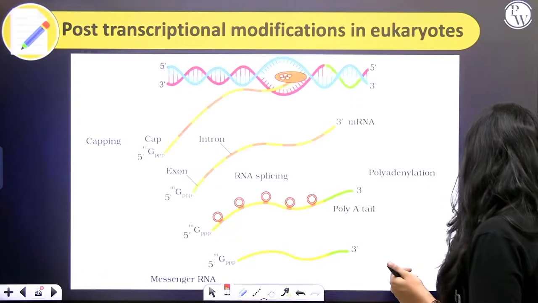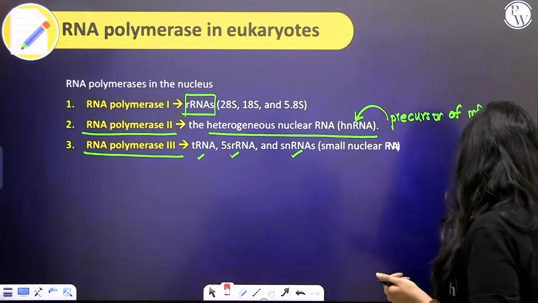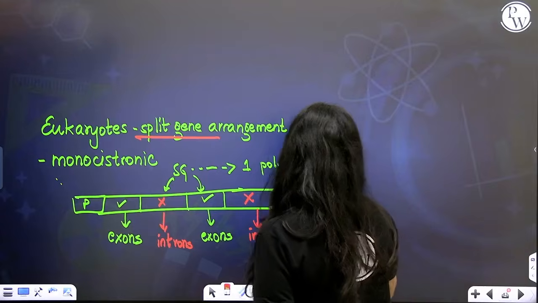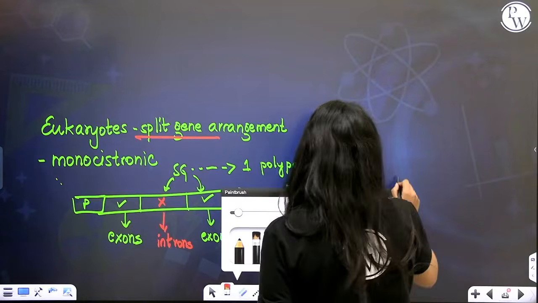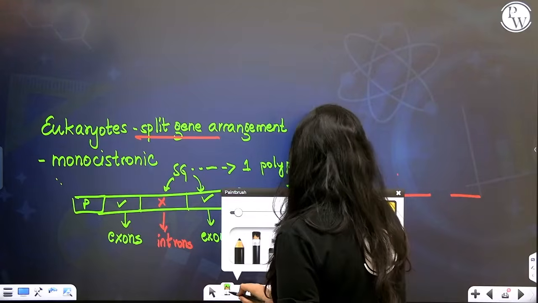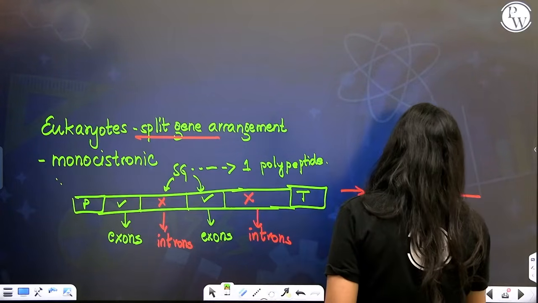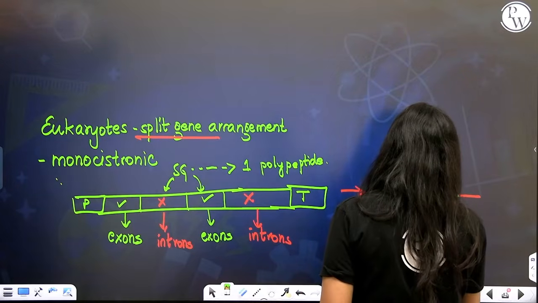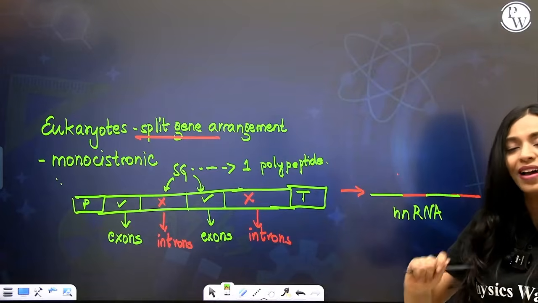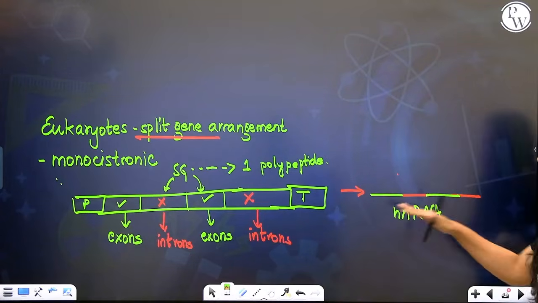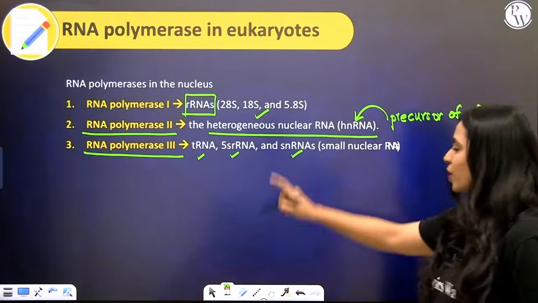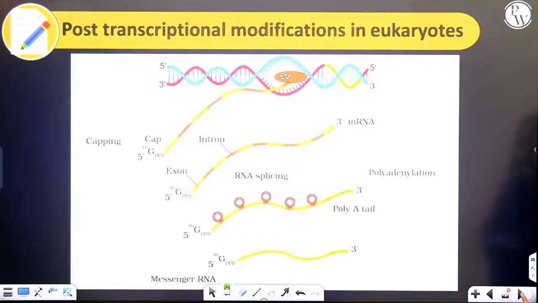This RNA that is synthesized, which has both introns and exons, is called hnRNA, or heterogeneous nuclear RNA. Heterogeneous because it has introns and exons, nuclear because it was synthesized in the nucleus. So this is called heterogeneous nuclear RNA. This is exactly what we were talking about over here. Okay, so that's transcribed by RNA polymerase 2.